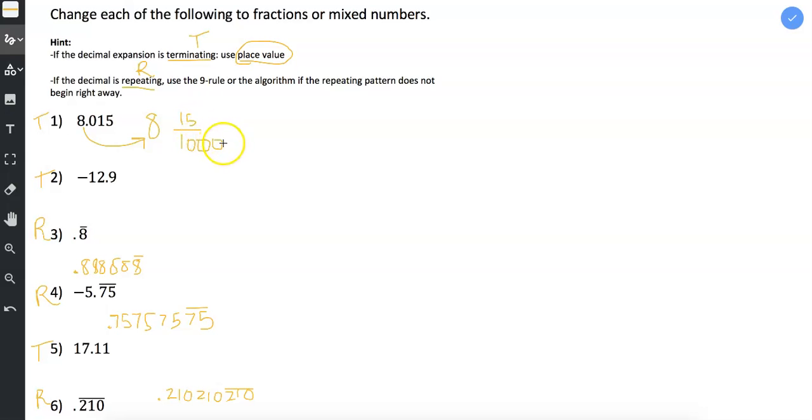Now both 15 and 1,000 are able to be divided by 5. 15 divided by 5 is equal to 3. And let's think about 1,000 divided by 5. Well, 10 divided by 5 is 2, so 1,000 divided by 5 is 200. And that's as simple as it gets. So my final answer is 8 and 3 over 200.